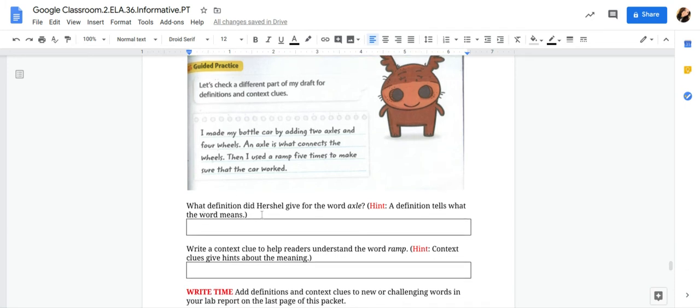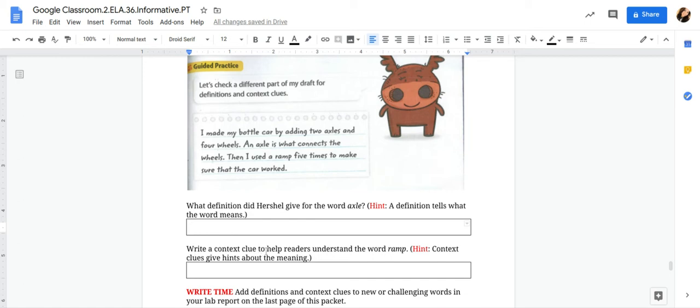What definition did Herschel give for the word axle? I want you to answer that now. What is the word axle? Where does Herschel explain it? Answer that question here.